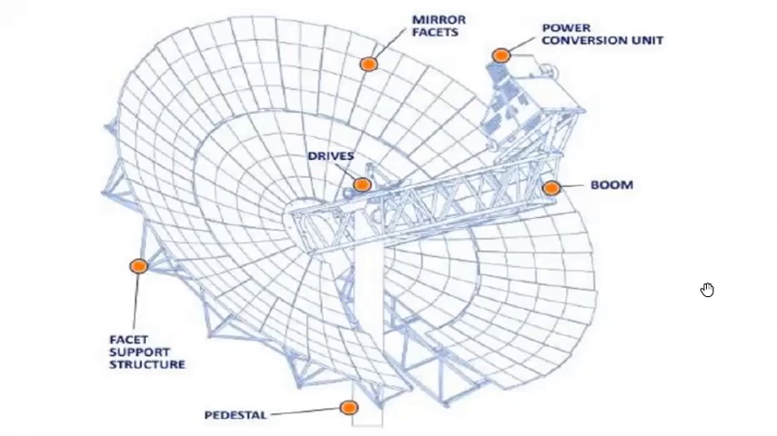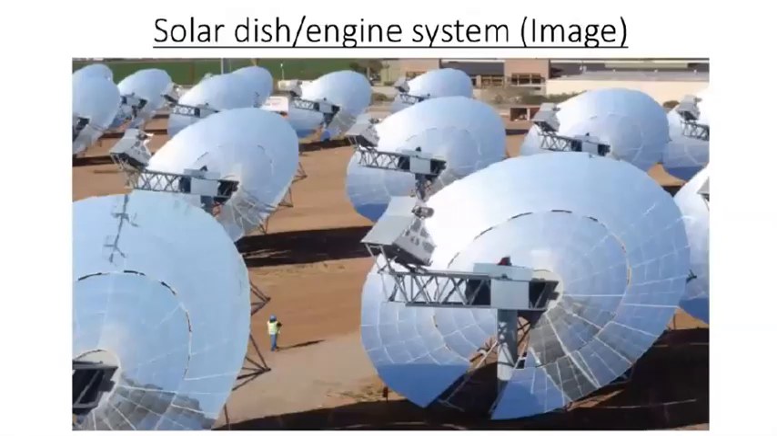So, this is the pedestal and phase support structure of the dish, and these are the mirror faces and power conversion unit. Here we can place the power conversion unit. This is the support arm, and these are the drives. This is the actual location of solar dish or engine systems, or dish Stirling systems, in a particular place.